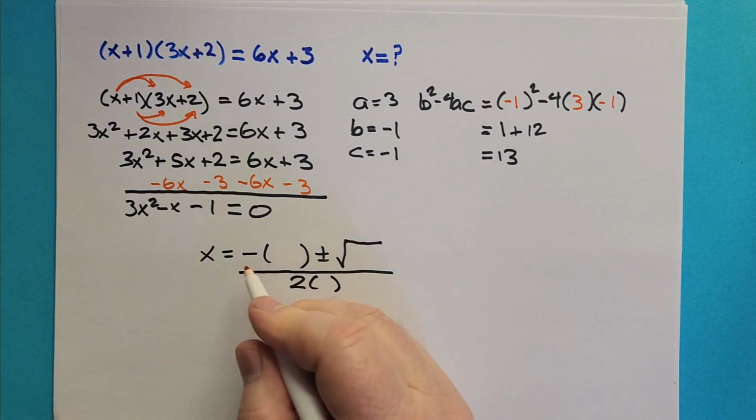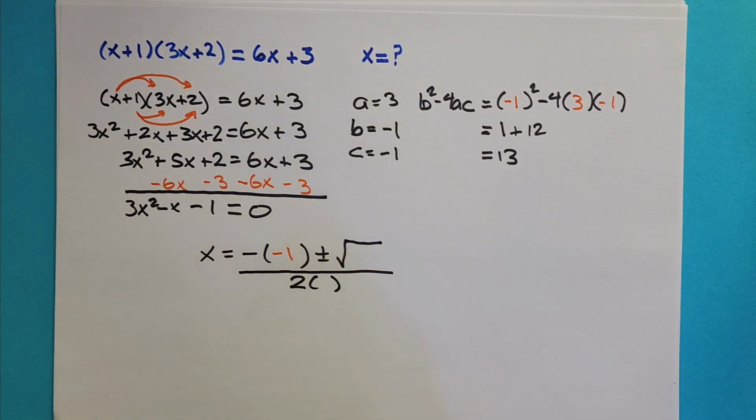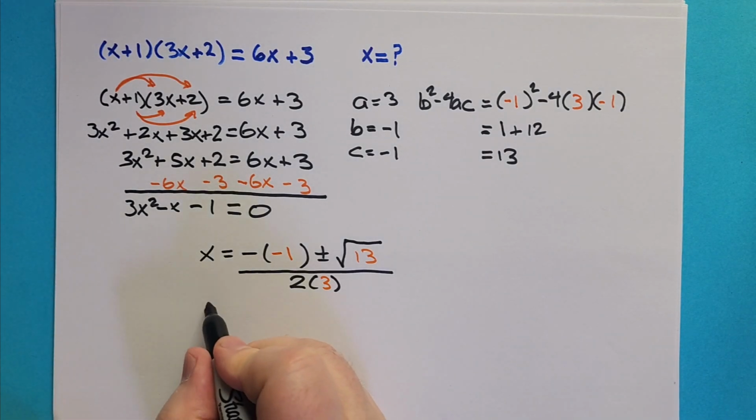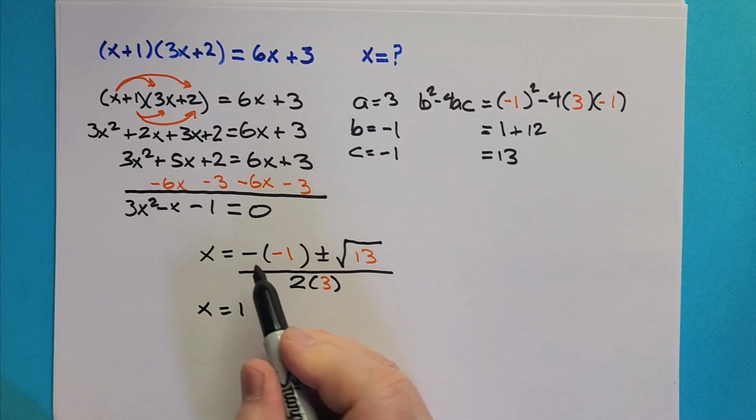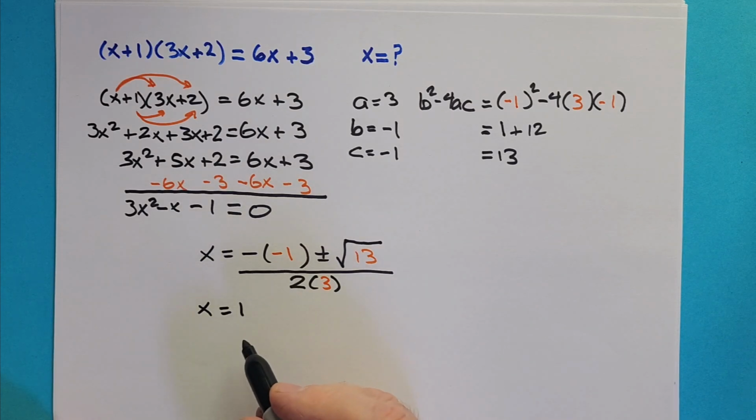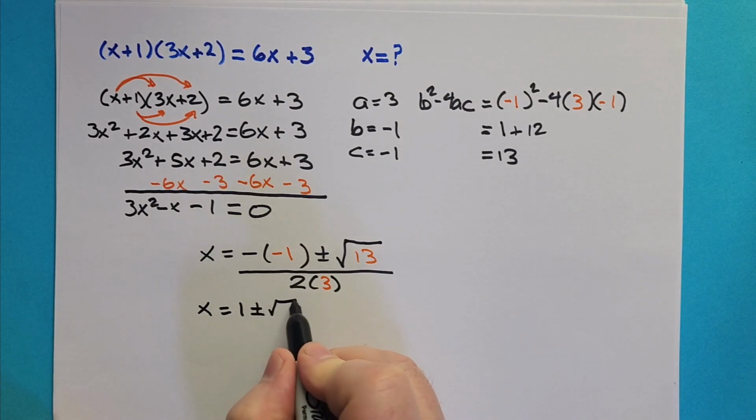So a negative of b, that's going to be a negative of a negative 1. The discriminant is 13, and a is 3. And so we just need to clean this up as much as we can. So this is going to be x is equal to a positive 1. Minus a negative is the same thing as adding 1. We'll get plus or minus the square root of 13.